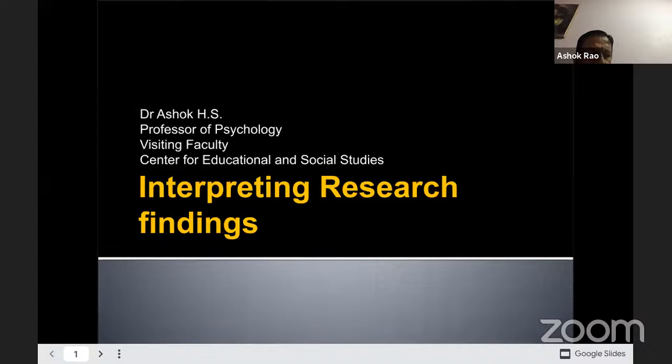And then, did the researcher select an appropriate group for study? This is another important factor. Before you interpret, ask this question: whether the sample which you have collected is appropriate. Okay, that is a question that you need to ask.